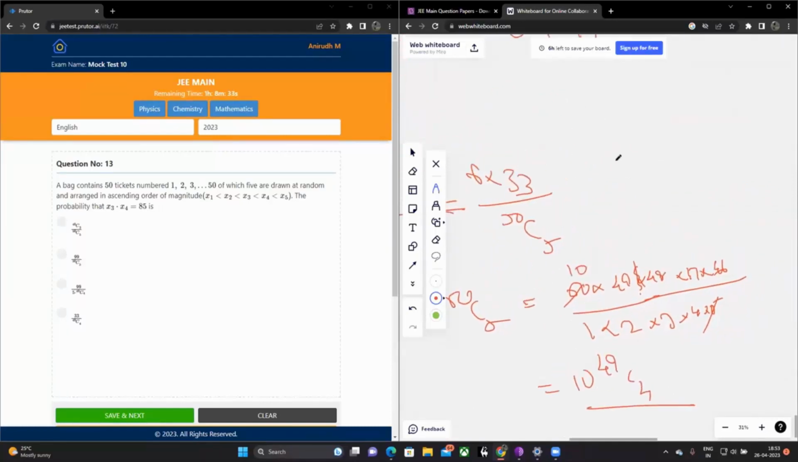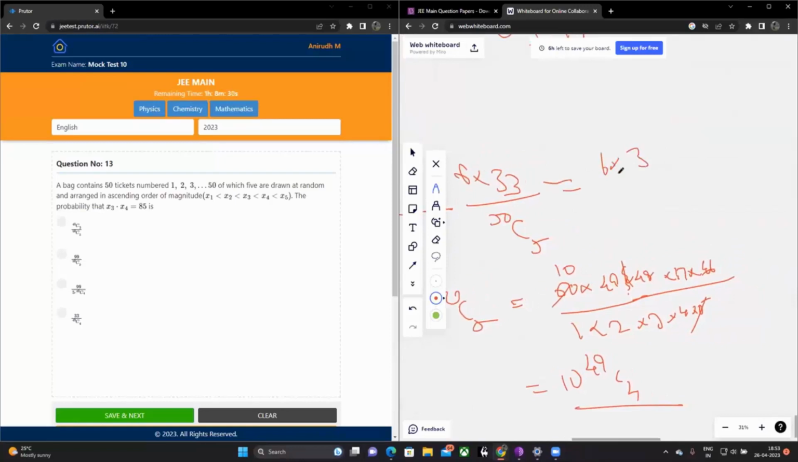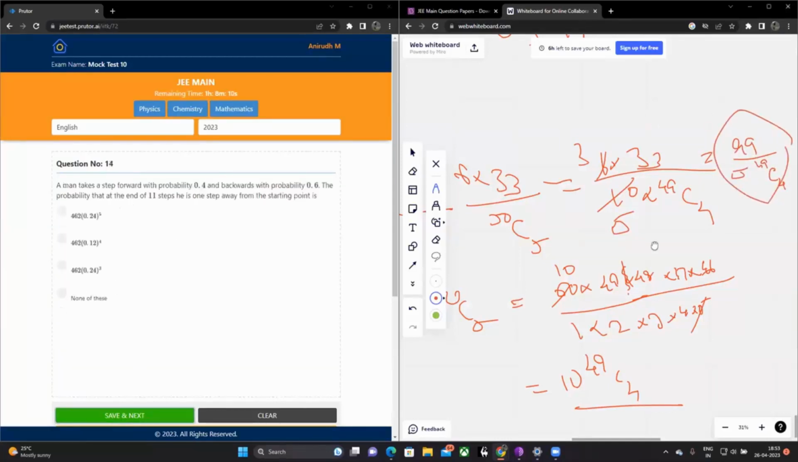And so this can be written as 6 into 33 divided by 10 into 49 C4, where this cancels out to 3, this cancels out to 5. 3 into 33 is basically 99 divided by 5 into 49 C4, right? This is your option C, right?